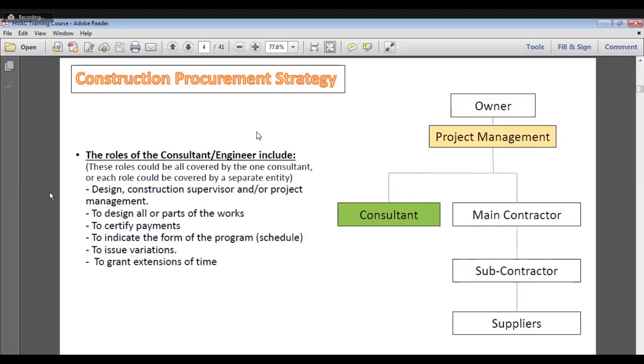So to summarize the role of the consultant: it could be a single person or an entity, but the main role is design and construction supervision or project management. The consultant may design all parts of the work or only simple parts of the work. He gives approvals and certified payments at the end of the project. He makes the variation orders and verifies that the contractor is not taking a lot of money, right?